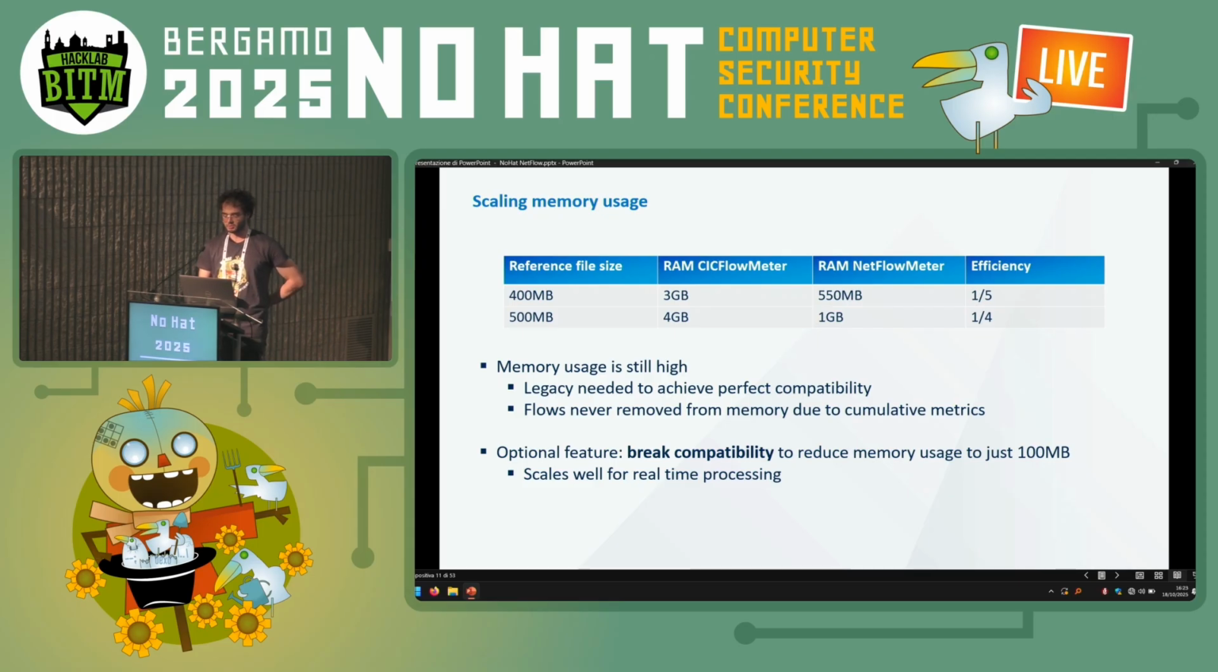As a mitigation, we implement an optional feature which will break compatibility only on the specific subset of metrics, but which is able to reduce the memory usage to just 100 megabytes on a rolling input, that is, bigger pickup files or even real-time processing.